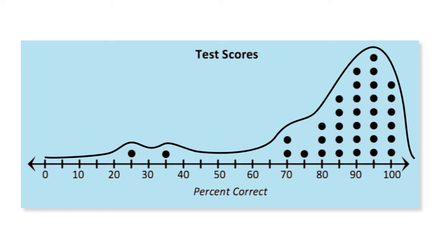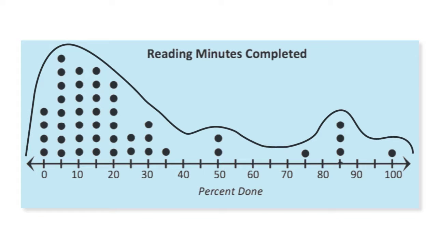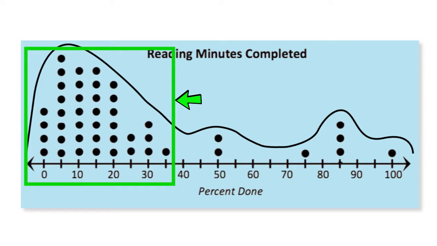A teacher looking at this graph and understanding the context might determine that the majority of the students in her class understood the concept. Let's look at another line plot. From the title, we can see this line plot shows reading minutes completed. The dots represent the percent of reading minutes completed by each student. The cluster on this graph can be found from 0 to 35%.